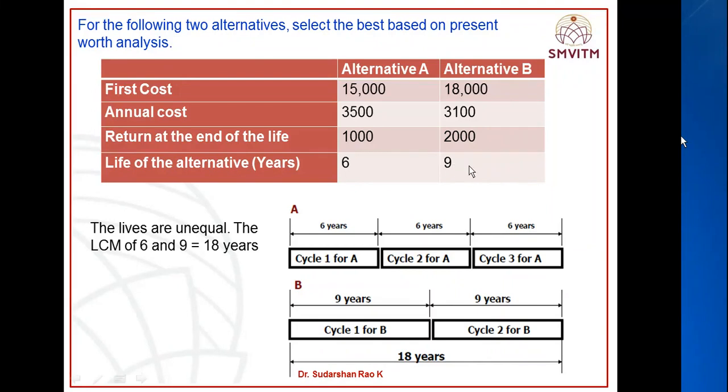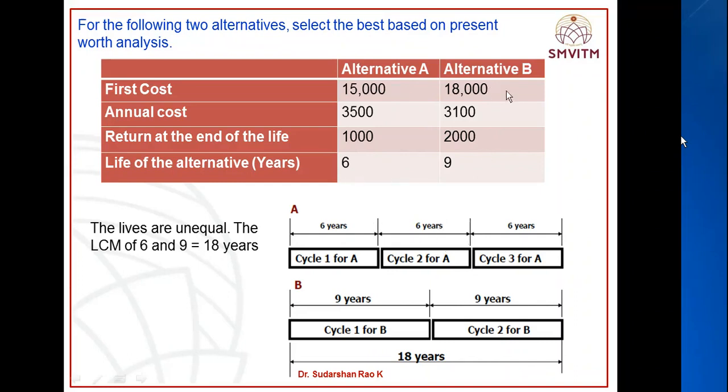See, if alternatives have different lives, then you have to convert them into equal life, because one alternative with 6 years and one alternative with 9 years cannot be compared. Therefore, both alternatives should have the same life. To convert into equal life, we use the LCM. The LCM of 6 and 9 is 18 years. That means both alternatives should be studied for 18 years. Alternative A is to be studied for 18 years by repeating it three times.